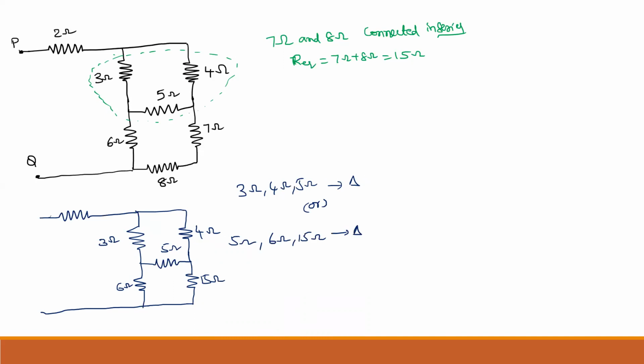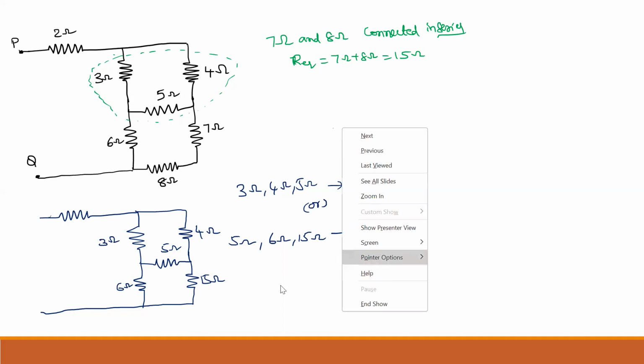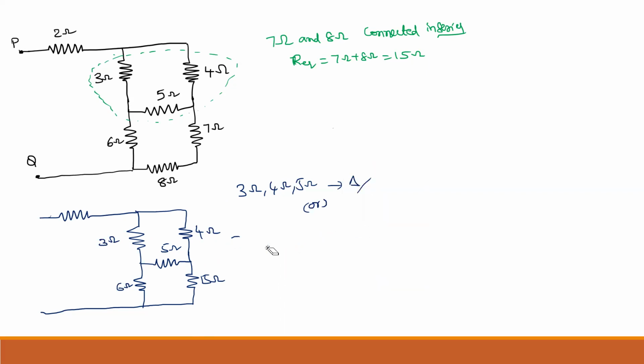But you have to select only one, because the 5 ohm is there in both deltas. You should not simplify both, because we will make a mistake: 3 ohm, 4 ohm connected in one delta, 6 ohm, 5 ohm, 15 ohm another delta. If I simplify two deltas, you will end up with the wrong answer. Because there is a common resistor, you have to simplify any one of these two. So generally I'll consider the lower value delta, 3, 4, 5, because simplification wise it will be easy. So you have to select which one to simplify.